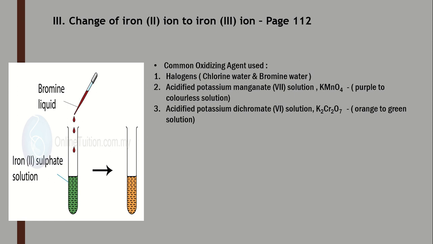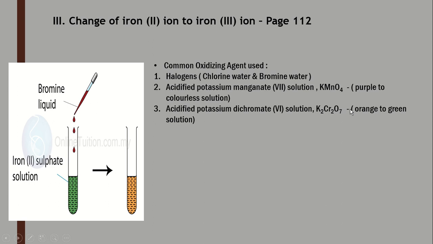Next is the common oxidizing agents. Okay, for this reaction, since it is oxidation, there are a few oxidizing agents that you must remember. Usually it is halogen. Like just now we used chlorine, so we can sometimes use bromine, bromine water and chlorine water. Then these two siblings are acidified: acidified potassium manganate(VII) solution and acidified potassium dichromate(VI) solution. So what differs is only here. If we do not want to use bromine, we can use KMnO4. If not that, we can use potassium dichromate.